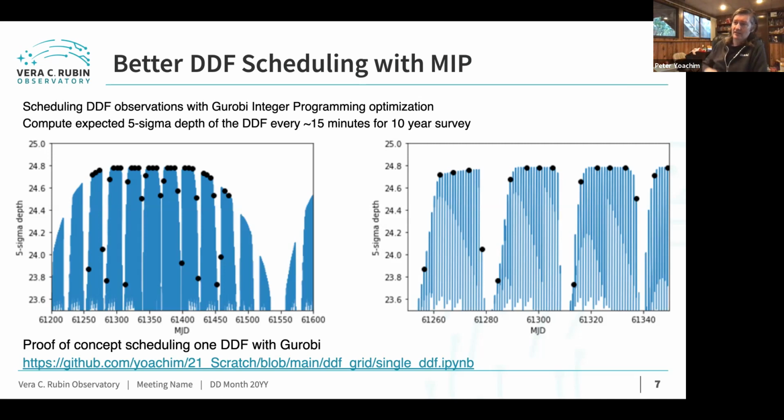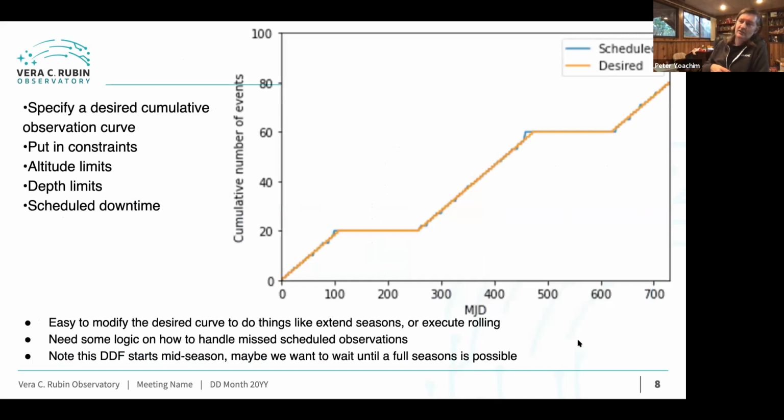It keeps things as deep as possible, and then it does a good job saying, okay, there's a gap caused by the moon, so I do have to go when conditions aren't pristine to make sure I stay as uniform as possible. So next slide. And here's just that curve where I input a desired cumulative number of events, and then the scheduler is able to match that incredibly well.